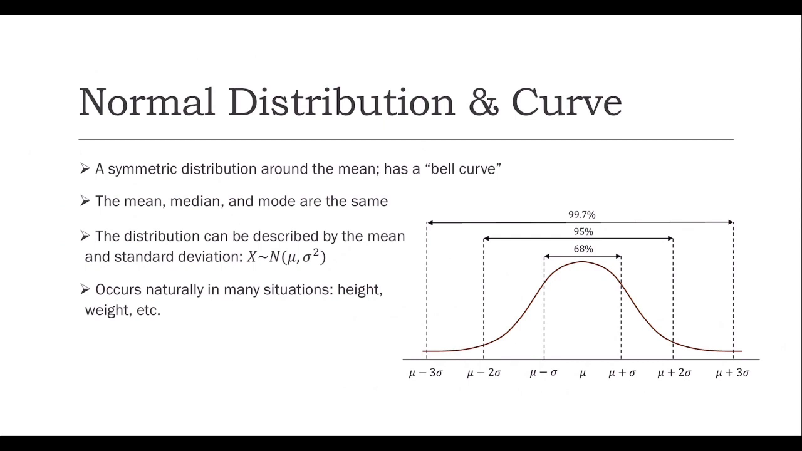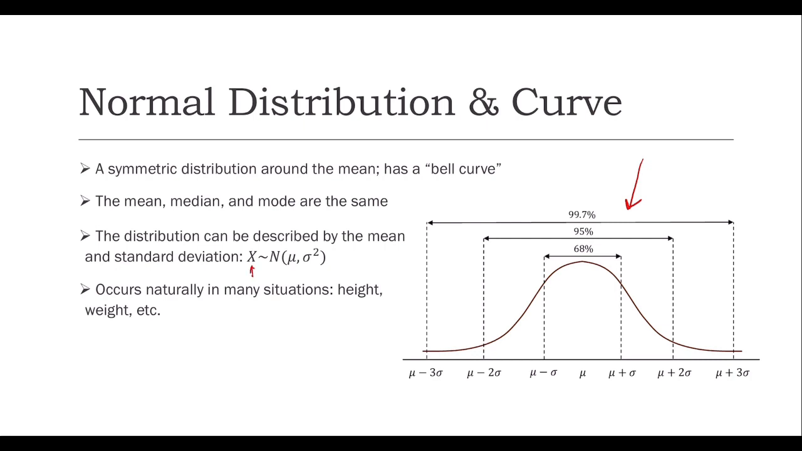So first we'll learn about the normal distribution and curve. The normal distribution is a symmetric distribution around the mean, and it has a bell curve shape. So this is what our normal distribution looks like. For this distribution, your mean, median, and mode are the same. The distribution can be described by the mean and standard deviation.